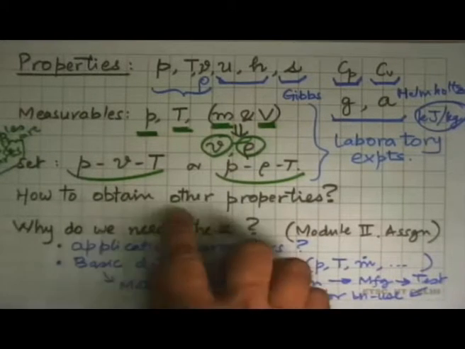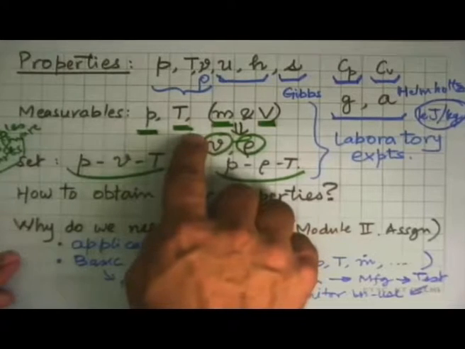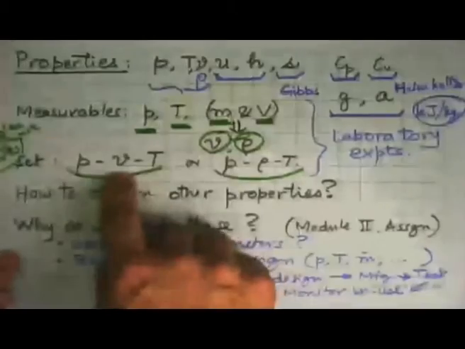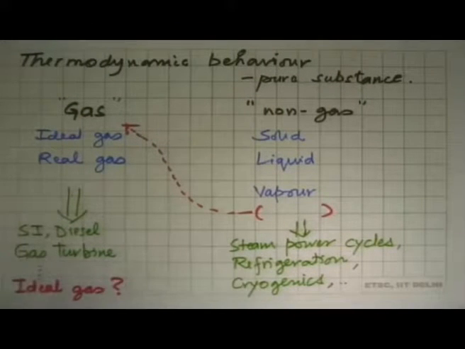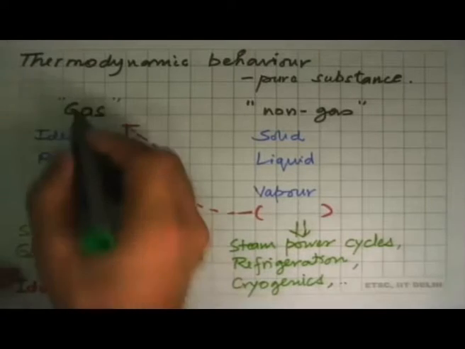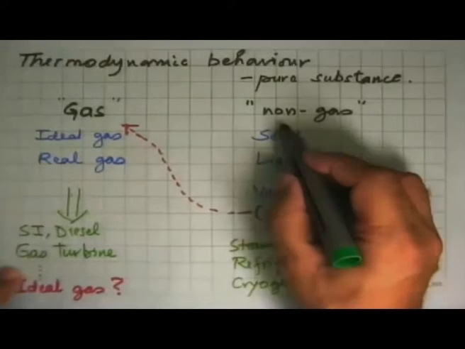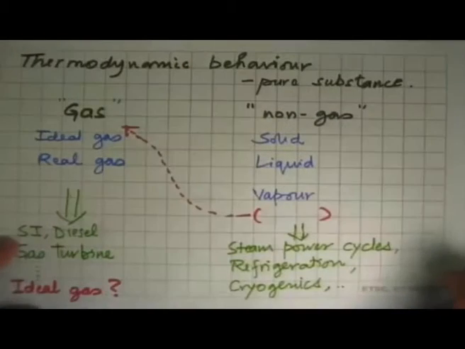Okay, so this is how the whole big plan is: first, how do we get this data, what do we understand about the behavior of the substance, and from this data how can we get this data. Okay, so now we come to asking what is the thermodynamic behavior of a pure substance, and broadly we can say that substances behave either as a gas or what I've put in quotes as a non-gas or not a gas. You can call it any of that.